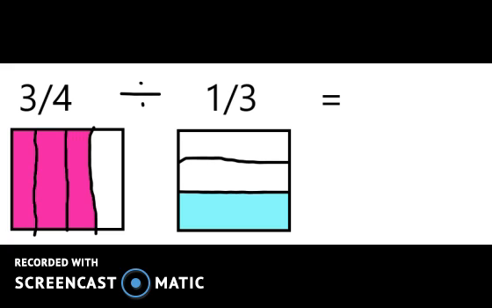Now that we have the models that show 3/4 and 1/3, we need to find out how many 1/3s are in a 3/4 model. Since our models don't have similar sized parts, we need to create a model that shows both the thirds and the fourths. To do this, on the 3/4 model, we are going to draw lines horizontally, dividing it horizontally into 3 equal parts. And on the 1/3 model, we're going to draw vertical lines, dividing this vertically into 4 equal parts.